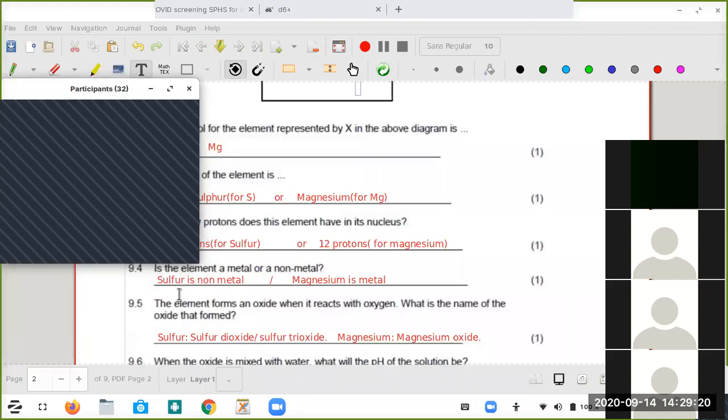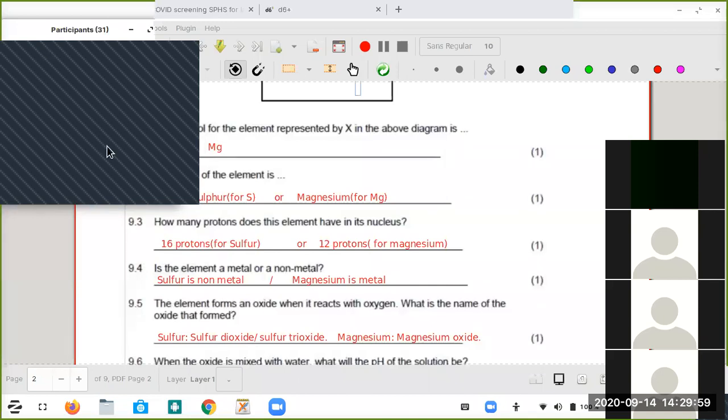Right, the next question, that's 9.4. Is the element a metal or a non-metal? So in this case, boys and girls, you must know your periodic table and you must know elements and you must know properties of what? Metal and non-metals. Now, if your answer on 9.1 was carbon, it means it is non-metal. If your answer was sulfur, sulfur is non-metal. And if your answer was magnesium, it means then that magnesium is what? It's metal. Right?